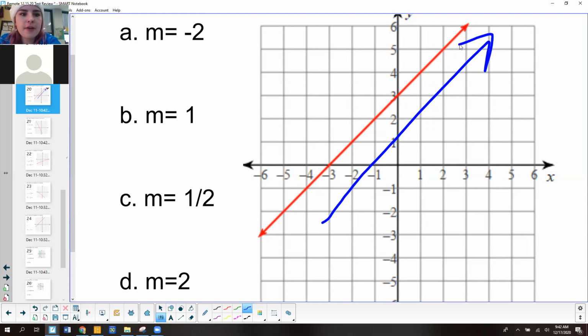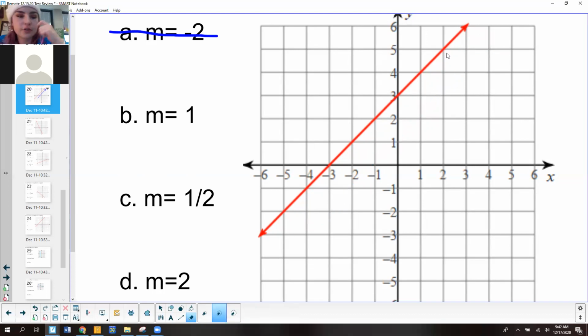Good. So we can get rid of A, m equals -2, because that's a positive slope. It's going up from left to right. So we can get rid of that one option right away. And again, process of elimination is a super important test taking strategy.